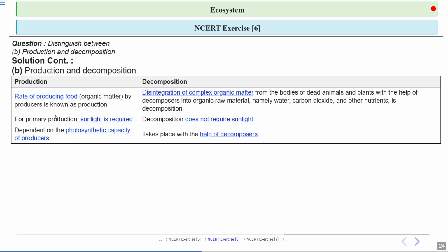Now, if we talk about production, for primary production, sunlight is required. For decomposition, no sunlight is required. Now, the production or the productivity is dependent on the photosynthetic capacity of the producers, meaning how much sunlight they can absorb and how much biomass they can produce. Then decomposition takes place with the help of decomposers like fungi and bacteria.